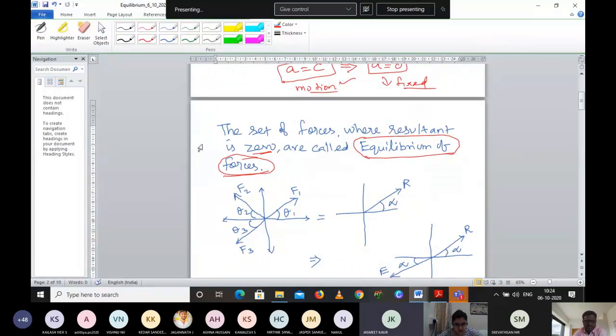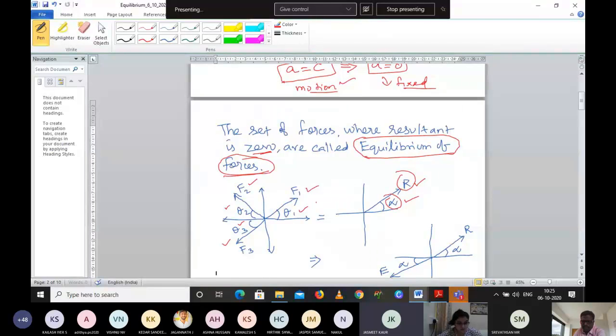Right. A very important concept: I am having different forces F1, F2, F3 with different angles, theta 1, theta 2 and theta 3. Are you getting it? This can be represented as a resultant with the resultant inclination. Are we clear about that? So three forces are acting. This can be equal to a single force, that is the resultant, with a resultant angle.